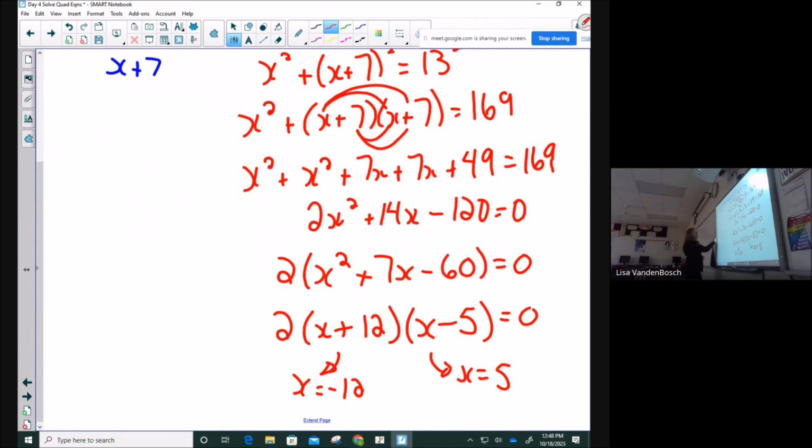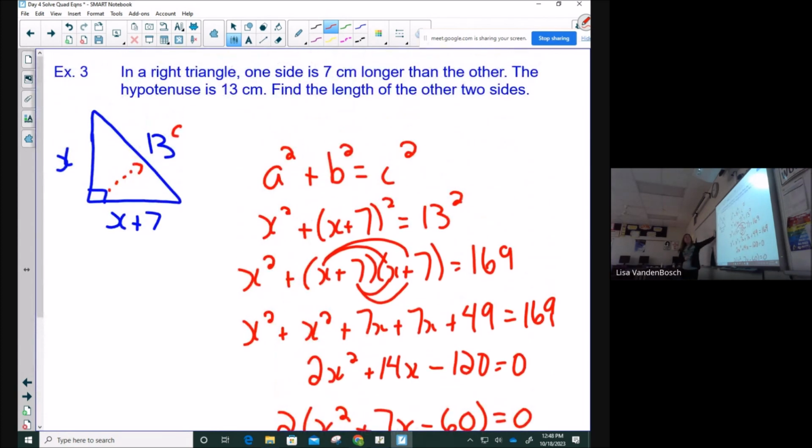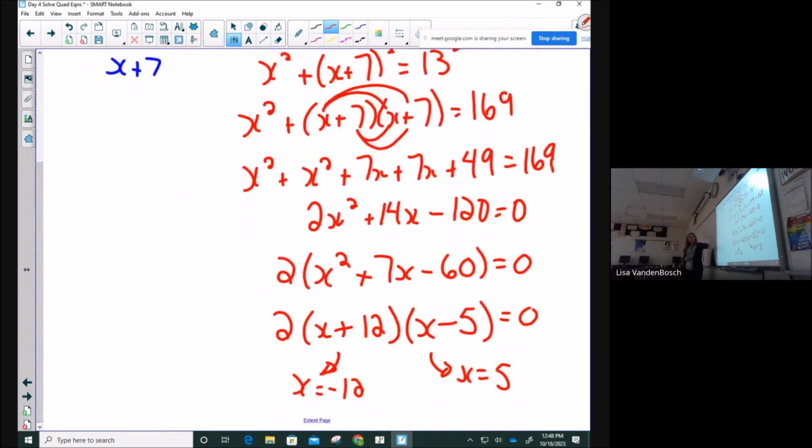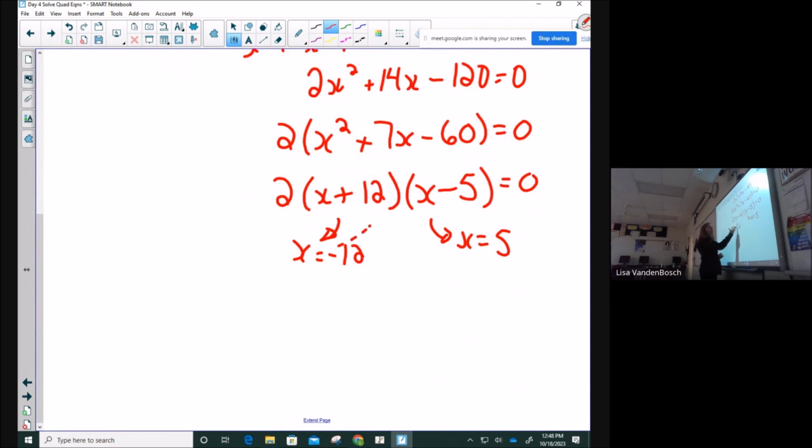Okay, so I'm going to go back up to the question for a second. It said find the length of the other two sides. So does it make sense that we would have a negative 12? I'm going to put a little line through that and say not applicable. We can't have a negative length of a side. We can't have the side length of the triangle be negative 3 centimeters. It doesn't make sense, so we can eliminate that. That does happen quite frequently, that one of our answers we just completely forget about because it doesn't make sense in the real world.